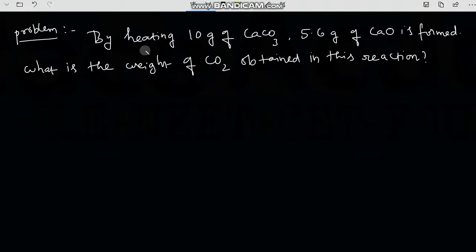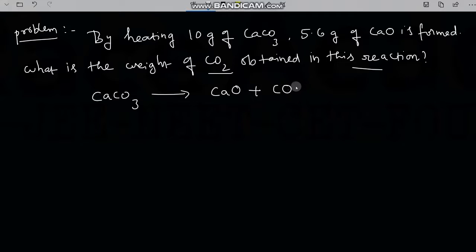The problem is: by heating 10 grams of calcium carbonate, 5.6 grams of CaO is formed. Then what is the weight of CO2 obtained in this reaction? So what is that reaction? CaCO3, calcium carbonate, upon thermal decomposition, as you all know, will give calcium oxide and carbon dioxide. So from this equation, what is the balanced equation telling?